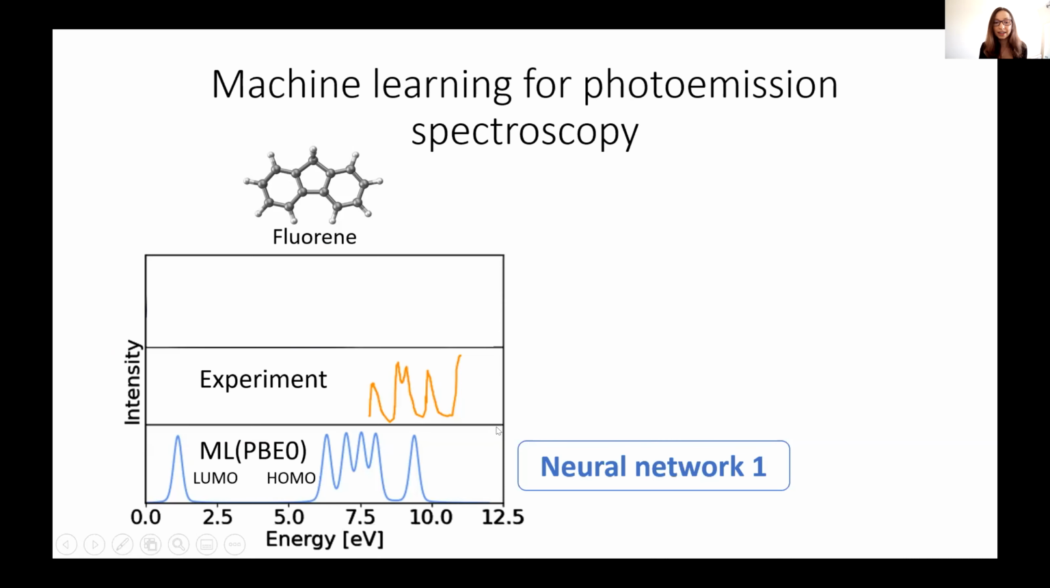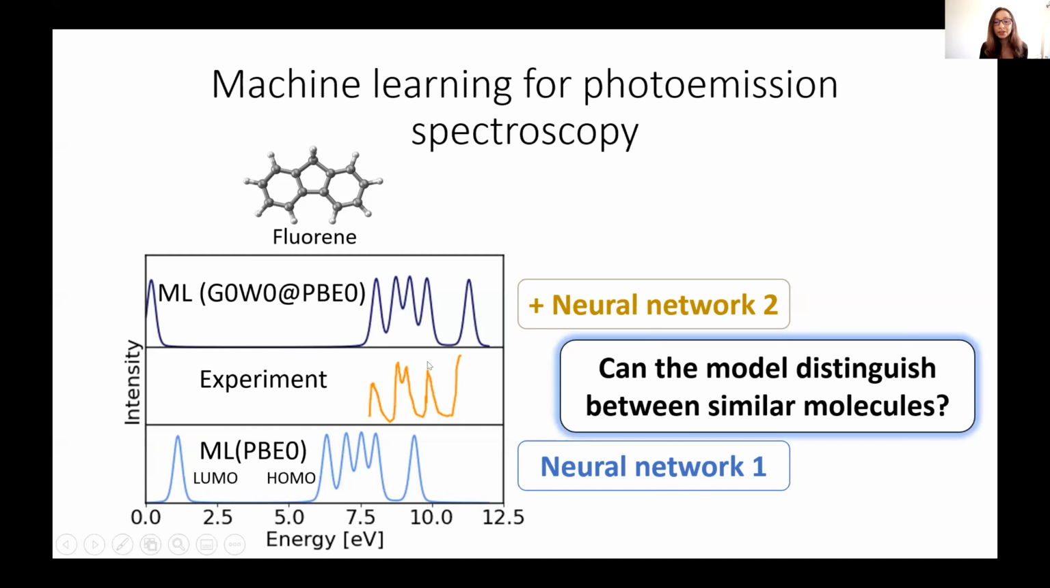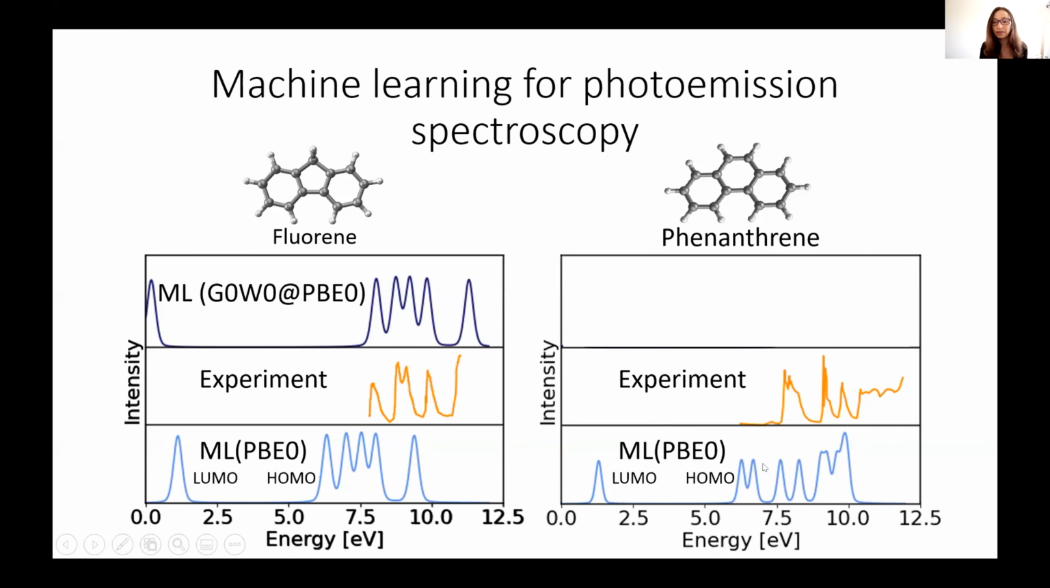So we then used the second machine learning model, and we again predicted the photoemission spectrum of fluorine. And you can see here that the spectrum matches the experimental spectrum much better than DFT. And we also wanted to know whether the model can be used for different molecules that are similar in the structure but have different optoelectronic properties. So we computed the spectrum of phenanthrene, and you can see here again the spectrum at the DFT level of theory, which doesn't match the experimental spectrum. But if you look at the GW spectrum that was augmented with the second machine learning model, you can see that it matches experiment quite well, and the machine learning model can distinguish between different molecules. And both of these molecules are not included in the training set.